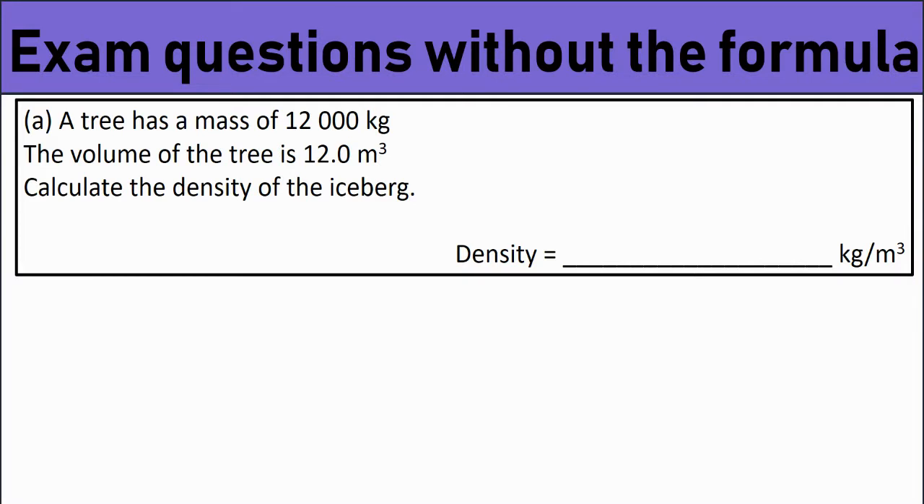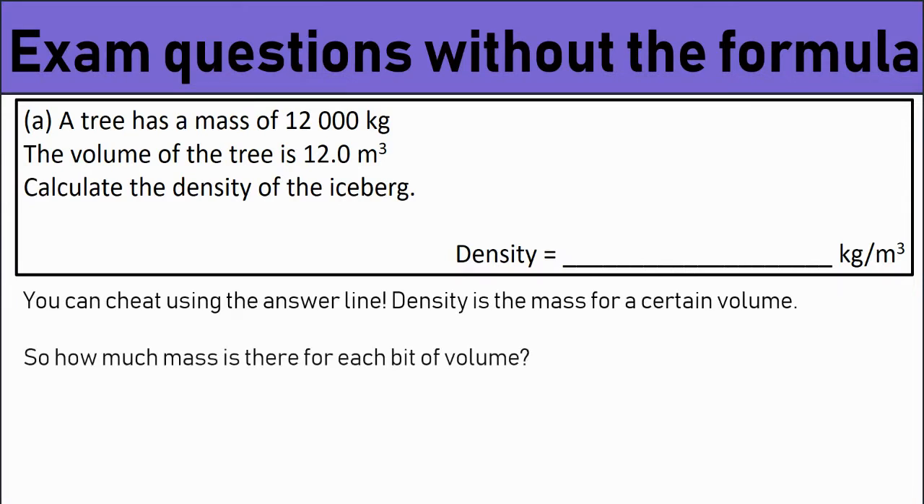Well, actually, we can kind of cheat using the answer line. Look, it will always give you this: density is blank kilograms per meter cubed. It's actually told you that density is mass per volume. Density is mass over volume. So how much mass is there for each bit of volume? Well, let's break this down really simple. There are 12,000 kilograms for 12 meters cubed. That's literally what it has in the question. Mass of this, volume of this.